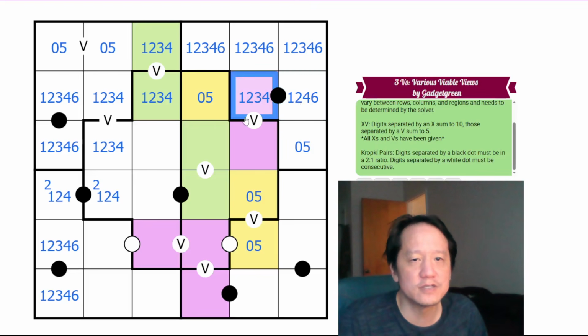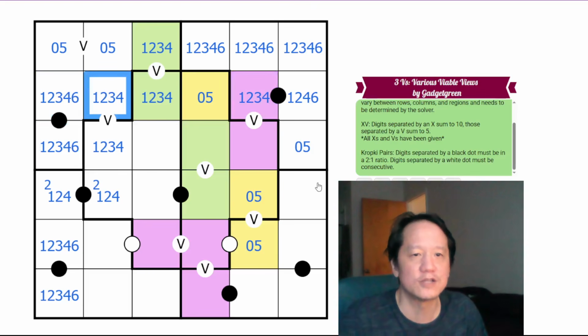So either this is 6 and that's 3, which means this can't be 3, or this is 6 and this is 3, which makes that not a 3. So this can never be 3. This can't be 2 here.